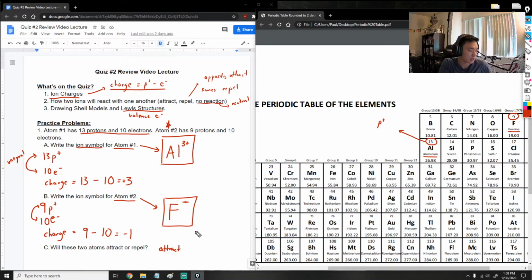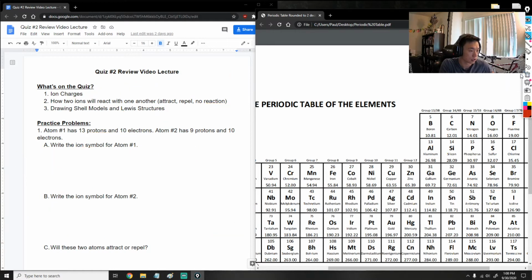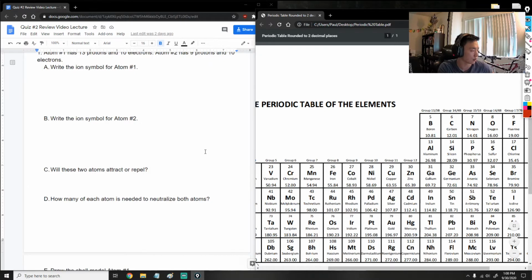Since this one is Al3+, it is positive, and F- is negative. Positive and negative is going to attract because opposites attract. So for part C, all we need to put is that they attract. Alright, so we're going to move on now to the next parts of the question. We're not done with this problem yet.